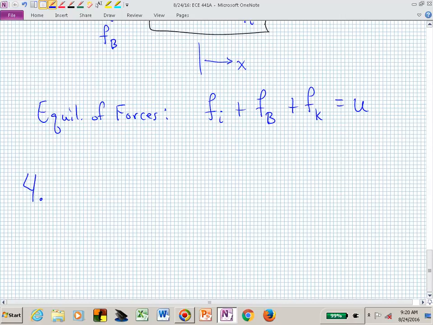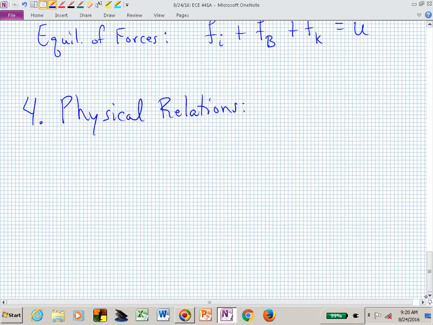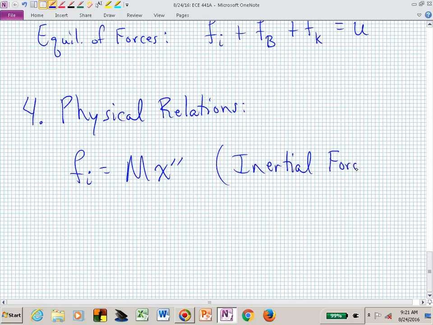Step 4 is to now convert those, or to remember what makes up F sub I, F sub B, and F sub K in terms of our coefficients in the system and our variables of interest, x and x prime. The inertial force, F sub I, that's our mass times acceleration. And the way that we define that inertial force, it will allow us to effectively be doing sum of the forces equal mass times acceleration.